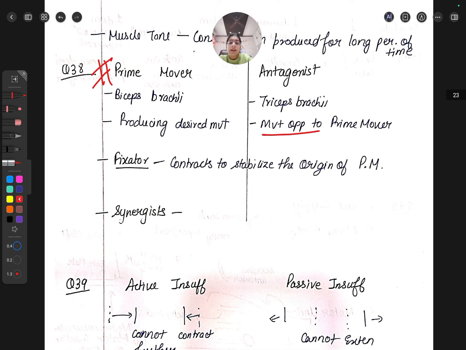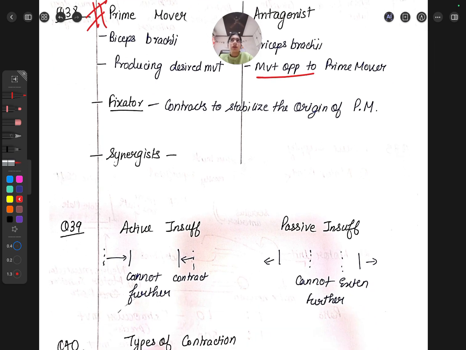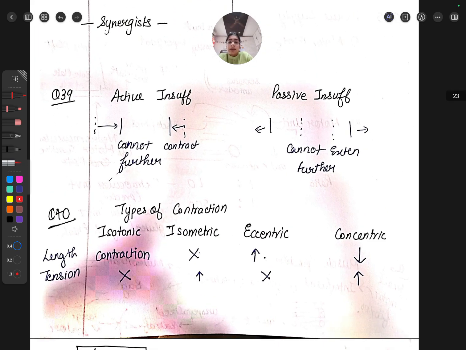Now fixator contracts to stabilize the origin of the prime mover. Biceps brachii is originating from the shoulder, right? So some muscle here will also contract along with that so that it can stabilize its origin, so that it can perform the action well. Synergist is also performing the same action. Next is active insufficiency, cannot contract further; passive insufficiency, cannot extend further, because extending is somewhat passive, right?